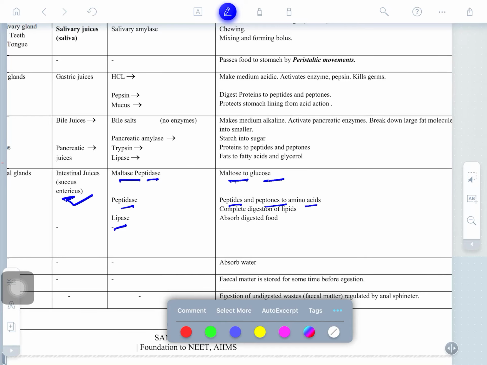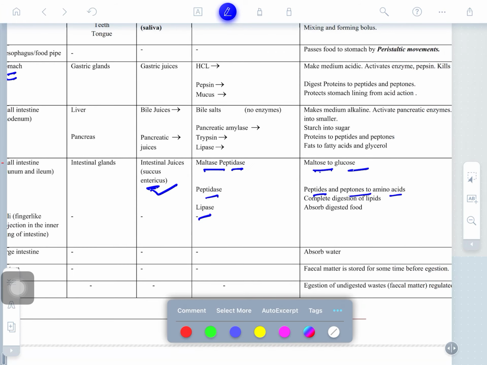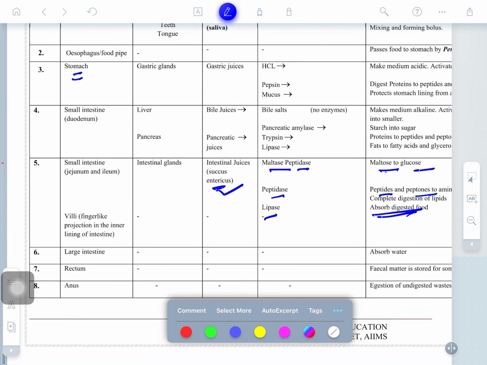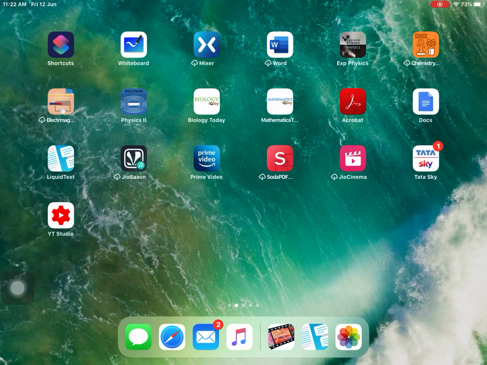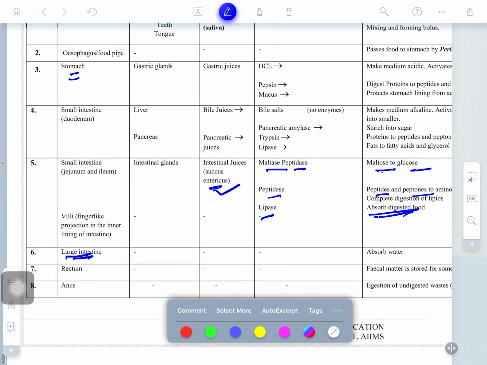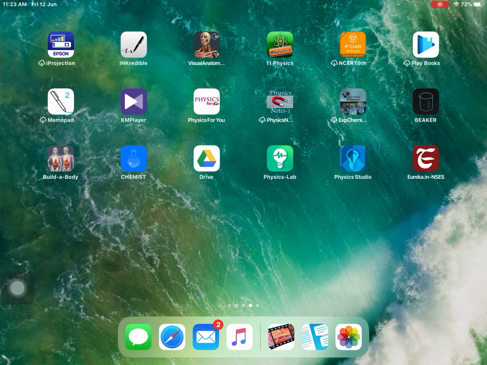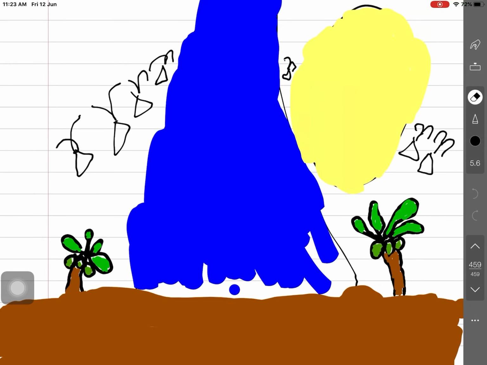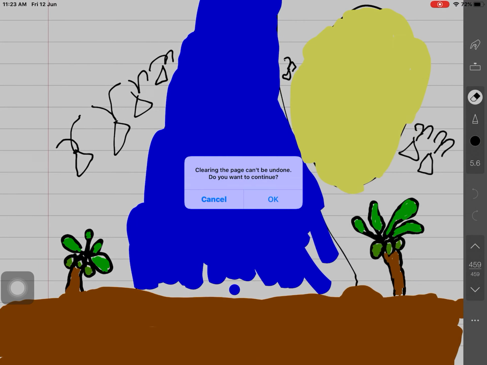The digestion completes in the small intestine, and the digested food is absorbed here. And what happens to undigested food? The undigested food is transferred into the large intestine, where it is in watery form. You can understand it simply by looking at the small intestine and the water there.